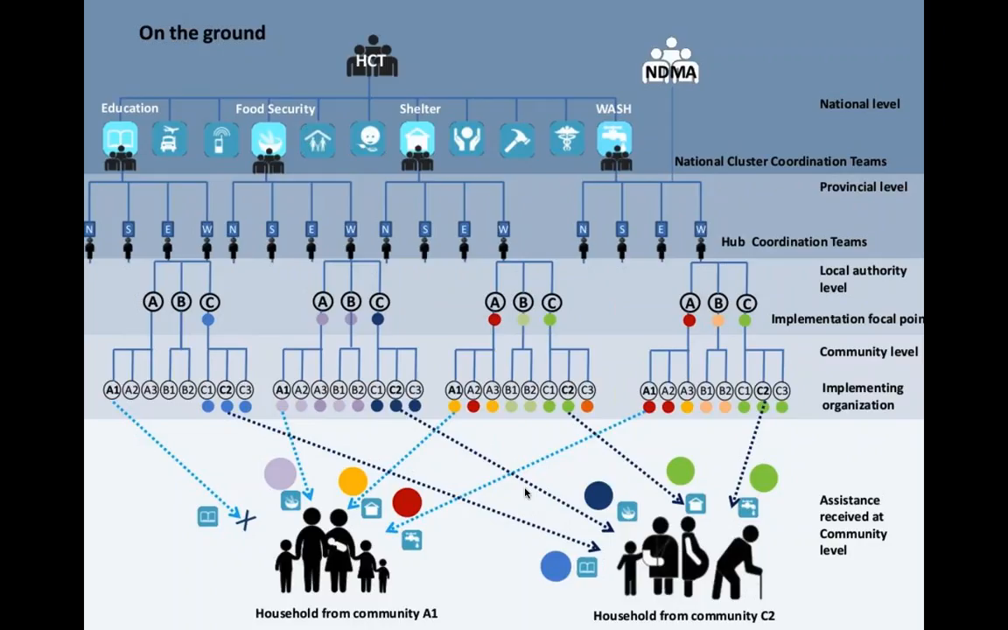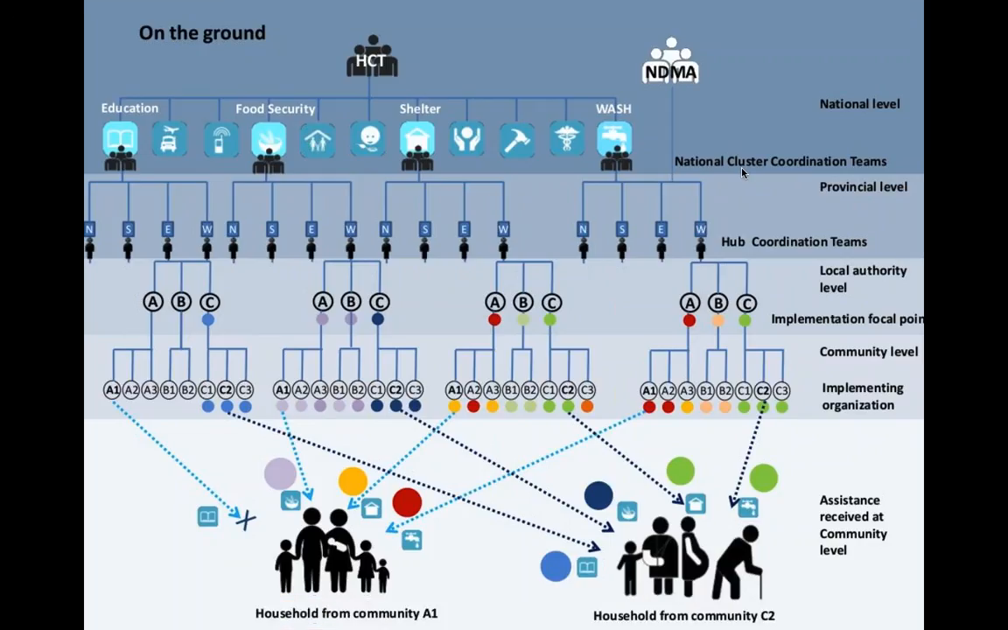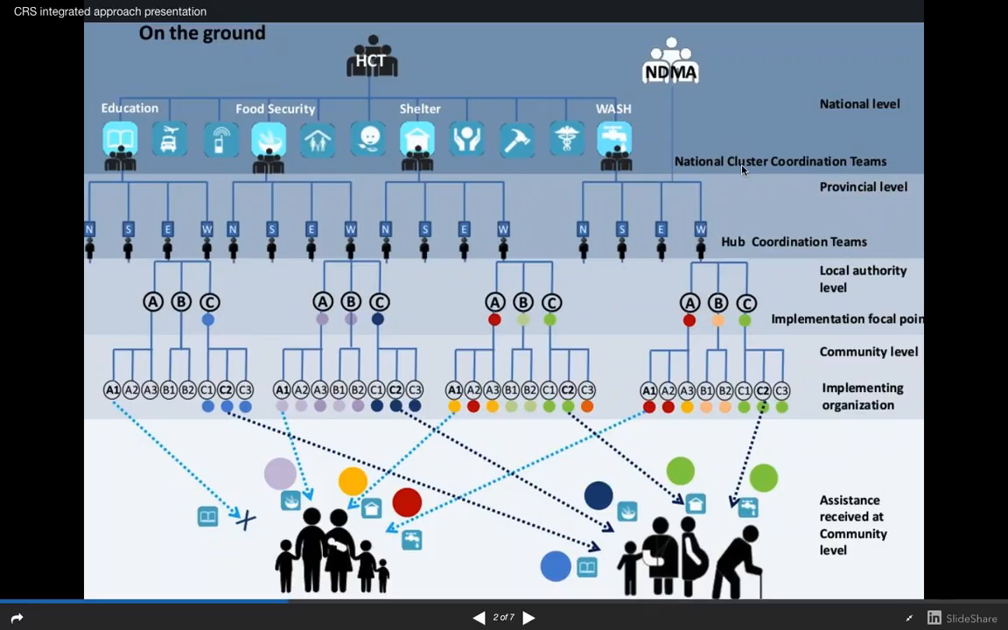Then it's quite confusing, but basically the current situation is you have the national level, you have the government, you'll have the national cluster coordination, and in this example we have education, food security, shelter, and wash, for example, as activated clusters. If you follow the arrow down on the wash, we're only going to look at wash now. Well, we're looking at them all, but if you look at wash, you go down to the hub coordinator teams, which are usually cluster leads in these areas.